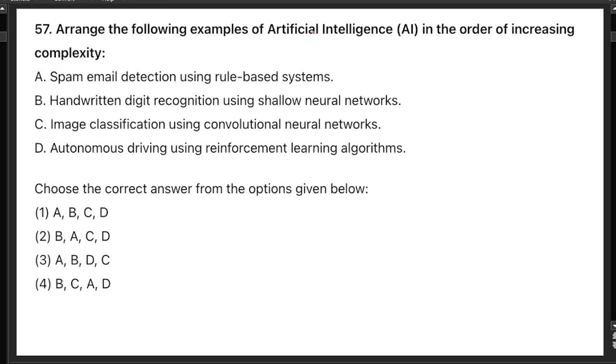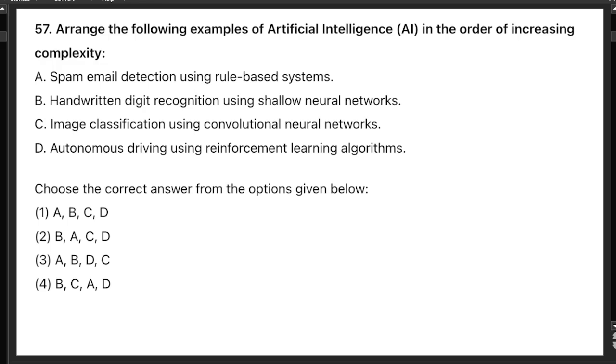Arrange the following examples of artificial intelligence, AI, in order of increasing complexity. A is spam mail detection using rule-based systems. B is handwritten digit recognition using shallow neural networks. C is image classification using convolutional neural network, and D is autonomous driving using reinforcement learning algorithms. So choose the correct answer from the following options below. Now first we have to identify the complexity of each AI example.